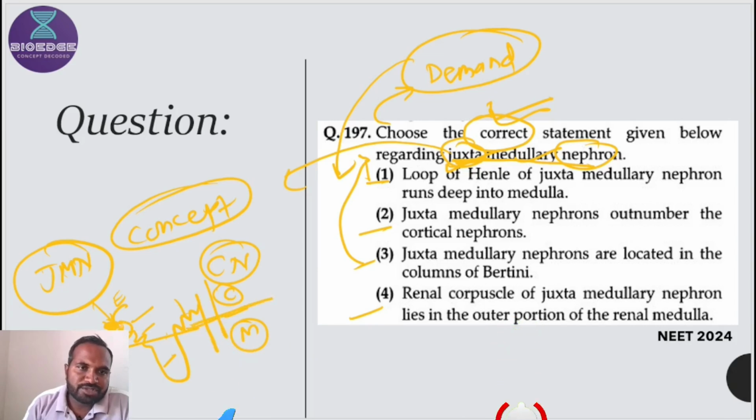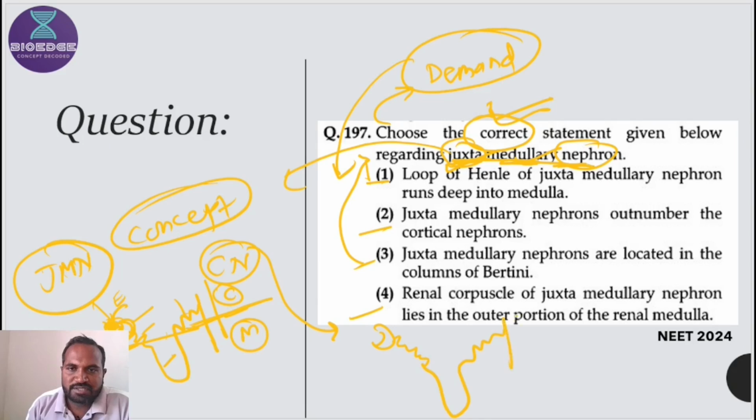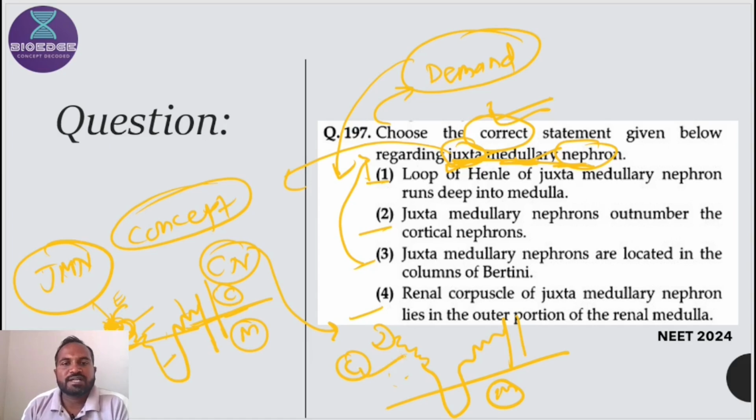So this Bowman's capsule is close to the medulla, that's why this nephron is called juxta. Juxta means close to the medulla. And another one is the cortical nephron, present in the cortex. This one is the DCT, and this nephron has little presence in the medulla. This is the medulla, and this one is the cortex. Most of the nephron is present in the cortex, that's why it is called the cortical nephron. So let's check the options.